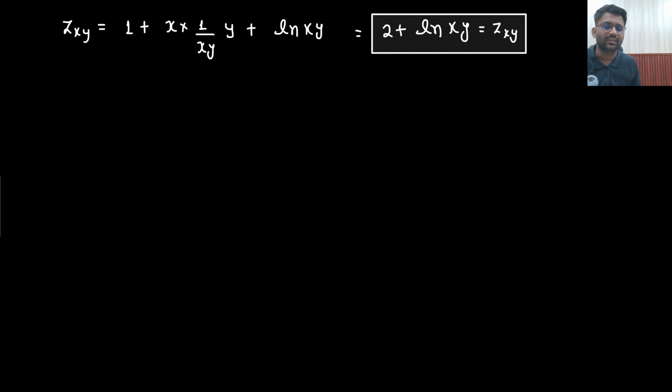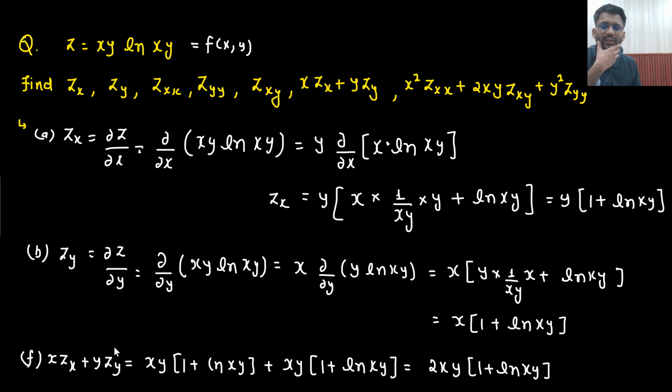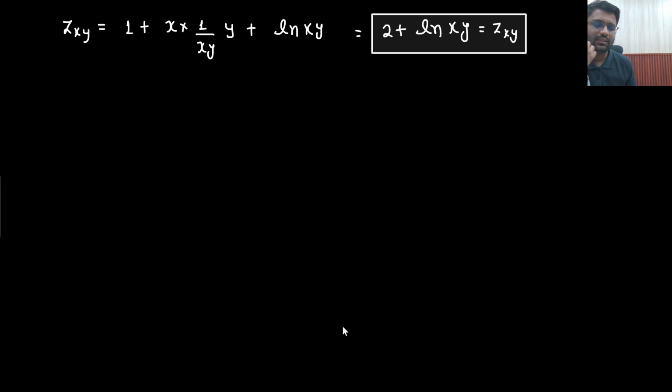Here you just need the patience, nothing else. And the last thing we need to calculate is del square z by del x square, that is zxx. This thing we need to calculate.